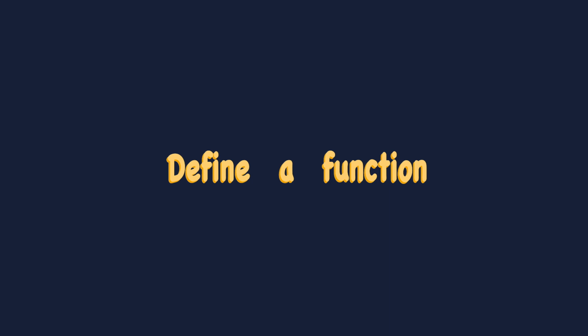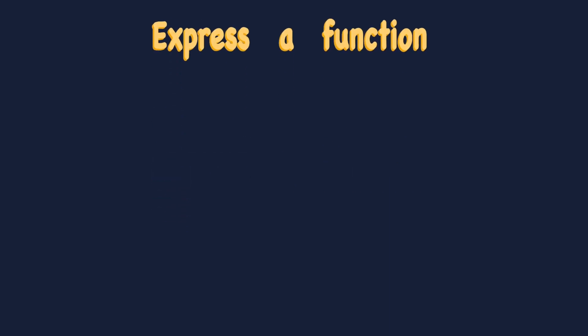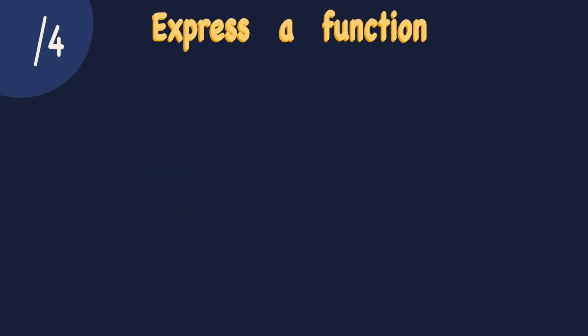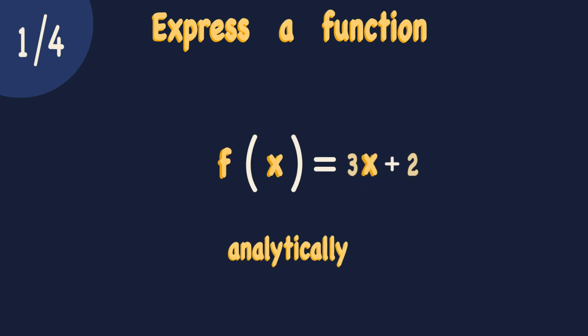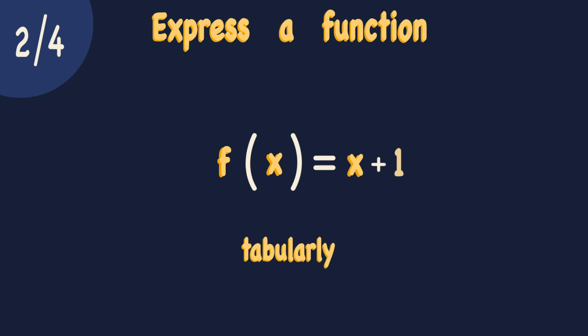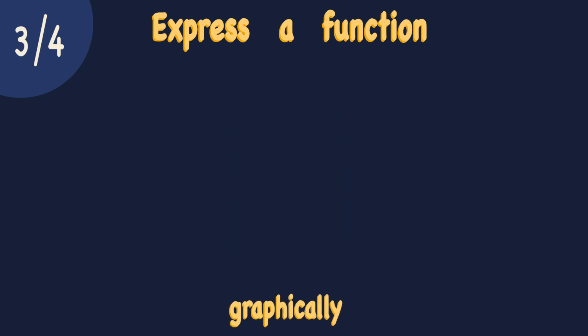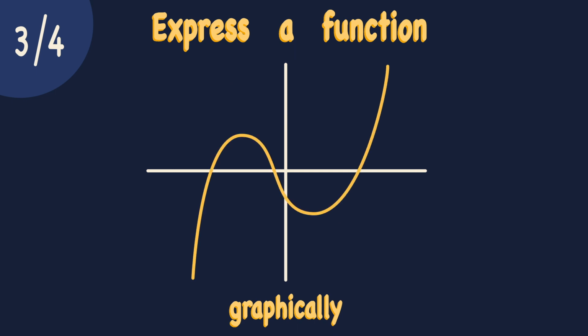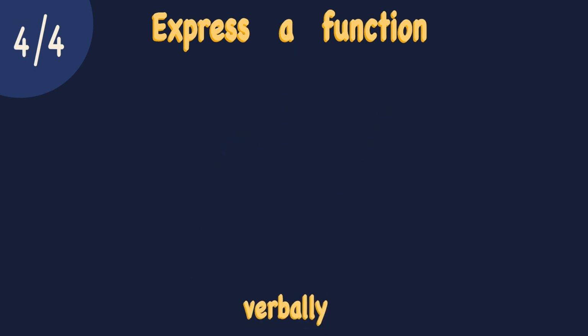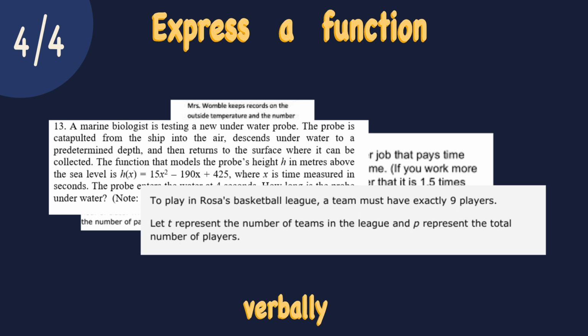Let's talk about ways to define a function, or ways to express a function. In general, there are 4 ways you can define a function. Analytically, which is using the function notation and formulas we just talked about. Tabularly, which is using a table to separate the input and output values. Graphically, which is using the graph on the coordinate plane. And finally, verbally, which is all of those word problems you see on the test.